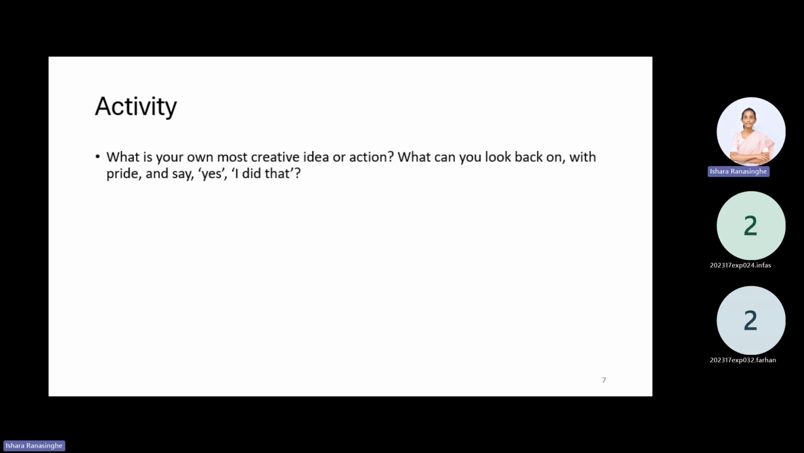Take this activity. What is your own most creative idea or action? Your own idea or action. What can you look back on with pride and say, yes, I did that? Follow your path, then we carry on.